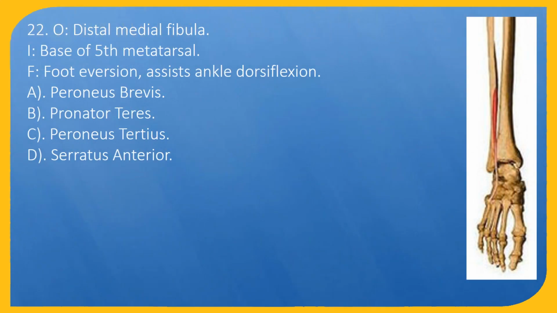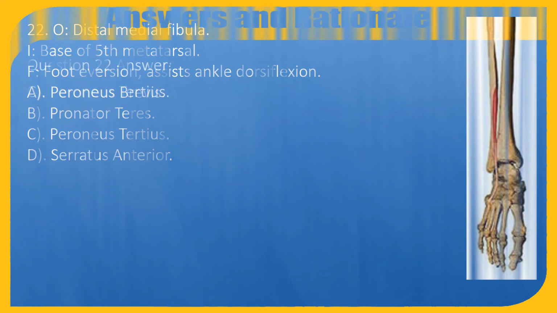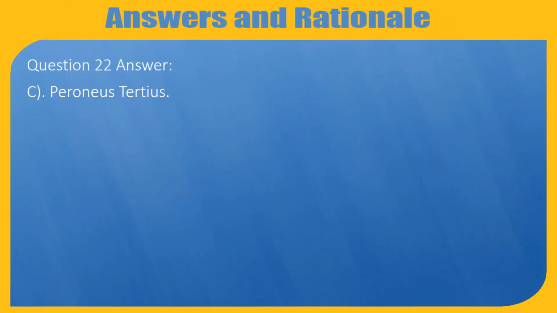Question 22. O: distal medial fibula. I: base of fifth metatarsal. F: foot eversion, assists ankle dorsiflexion. A. Peroneus Brevis. B. Pronator Teres. C. Peroneus Tertius. D. Serratus anterior. Question 22. Answer C. Peroneus Tertius.